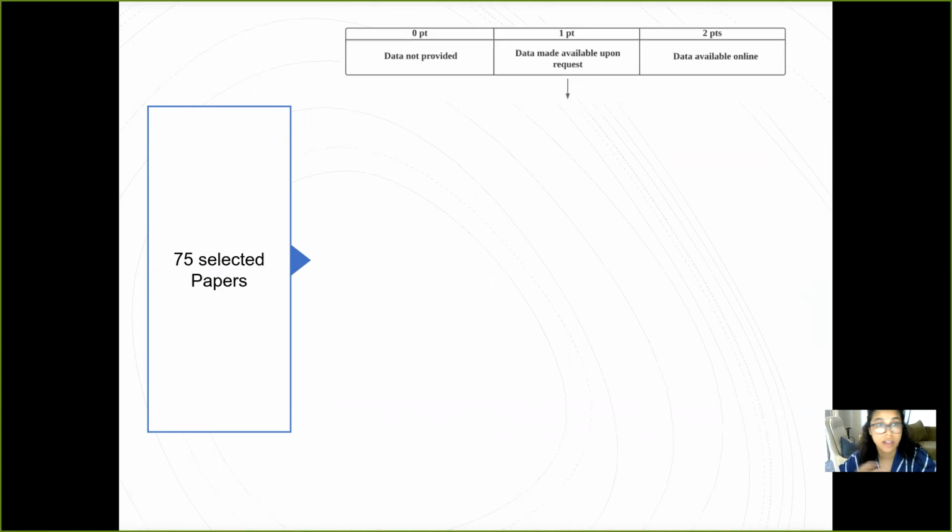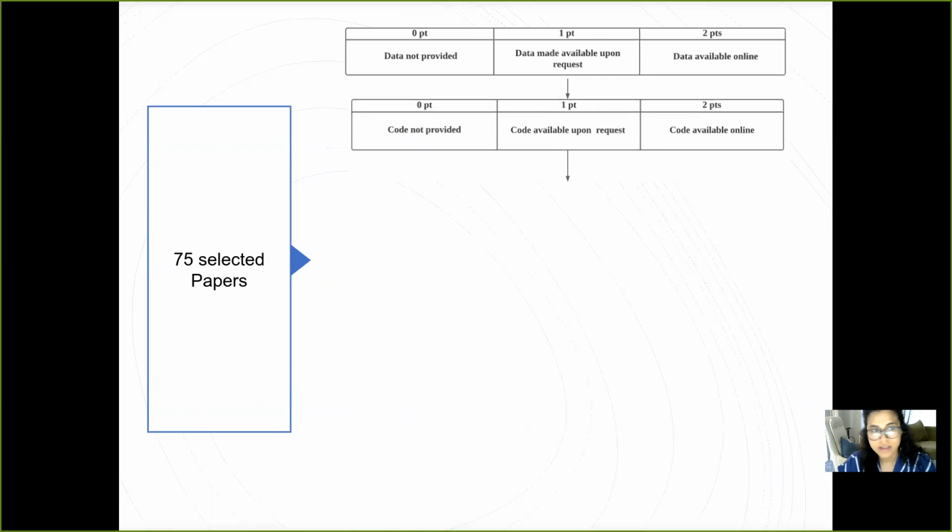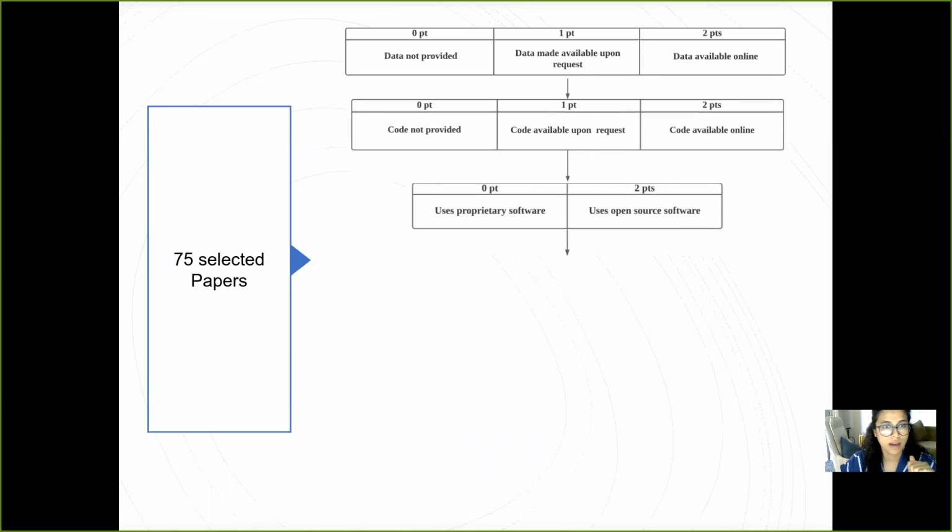First, it was availability of data. So 2 points if the data was available online quickly, 1 point if I had to request it, and none if it was never made available. Same as for codes. And then I also allocated points for use of open source software, because in this case I have picked R, but this workflow can be adapted to any other analysis, any paper that you would want to evaluate. There's other open source software out there, so this is why it's here.